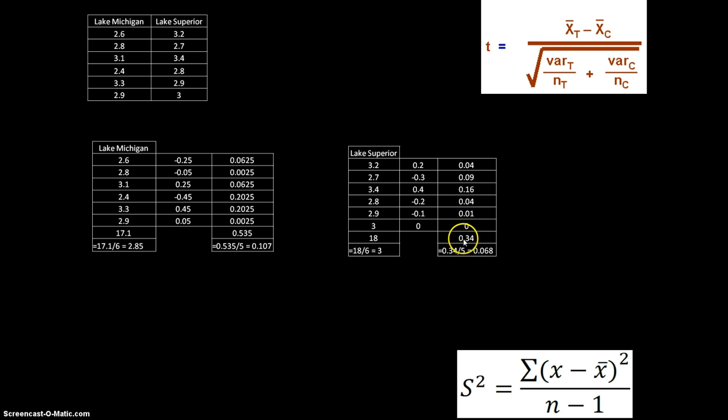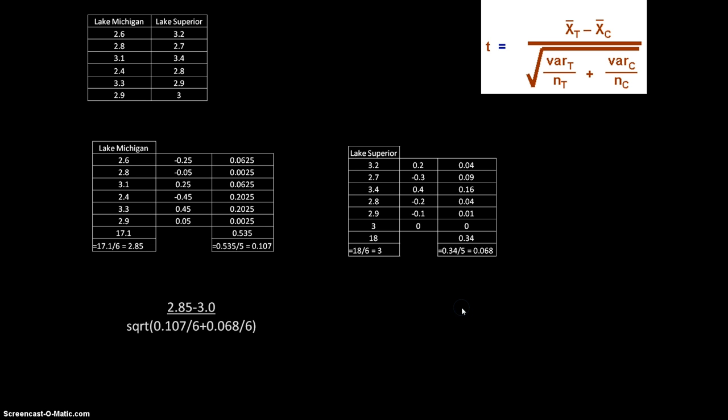and you can see that we've got all of those calculations done here. So I have my two variances, so 0.107 and 0.068, my two means, 2.85 and 3. So it gives us all of the information that we need to fill in here.